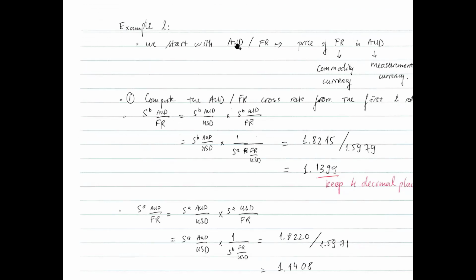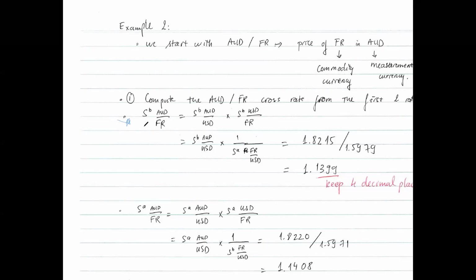Once again, we start with the Australian franc exchange rate, and in this exchange rate, the commodity currency is the franc. So the one in the denominator is the commodity, and the measurement currency is the Australian dollar. The measurement currency is the price of the commodity currency. To compute the bid rate for the Australian dollar and the franc, I'm going to write this equation here. This is very similar to the exercise we went through in the tutorial.